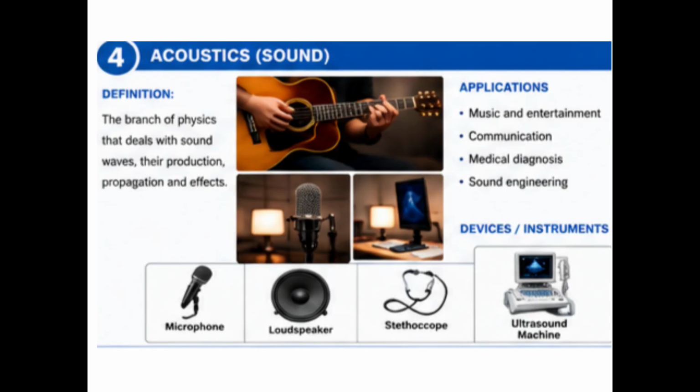branch, which is acoustics. In other words, sound. Definition: the branch of physics that deals with sound waves, their production, propagation, and effects. How can sound be produced? How can sound be propagated? That is to say, how can it be transmitted from one point to another? And number three, what is the effect of such sound?